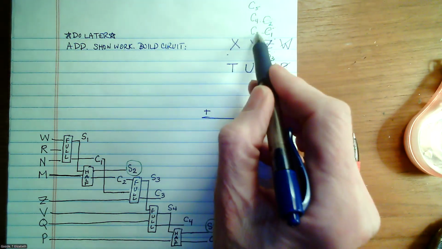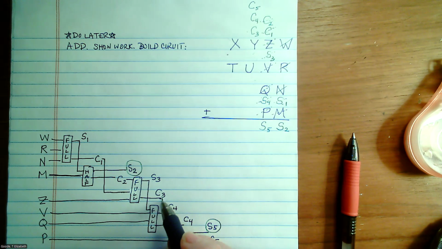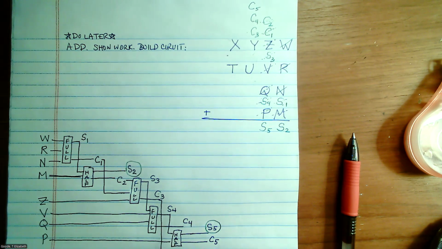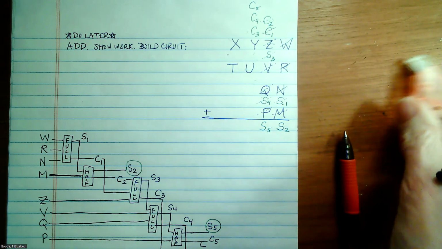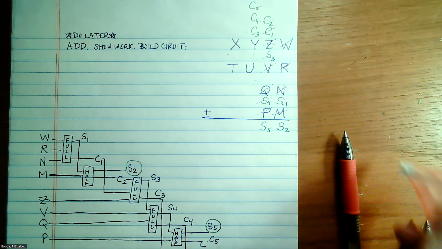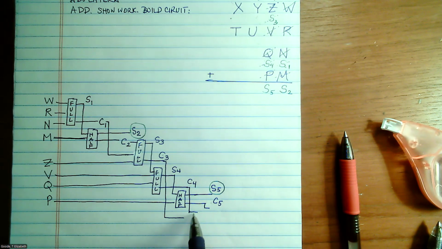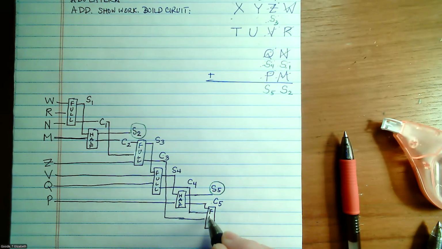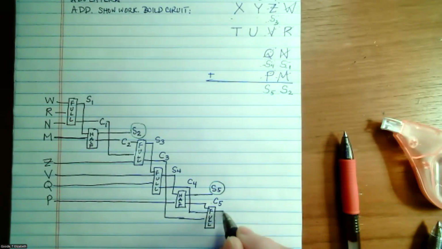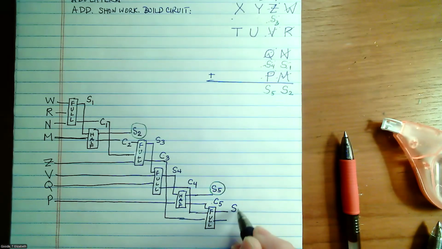So we need to find the C3 wire. Here's the C3 wire. And the C4 wire. And the C5 wire. I'm going to make it a little shorter so that we can run all those carries through an adder. What should we use? A full adder? Yep. And what is the output from that full adder? C6 and S6. Great.